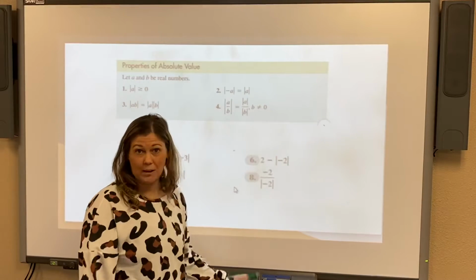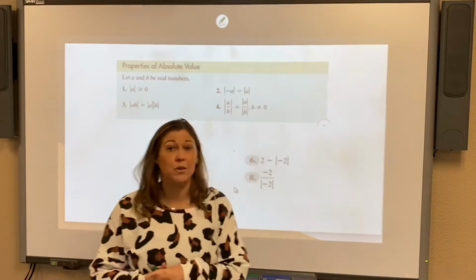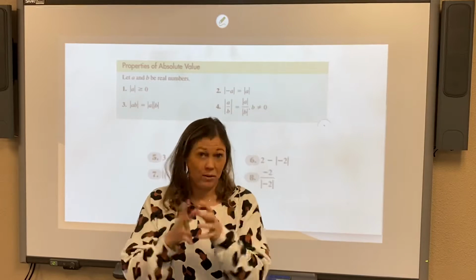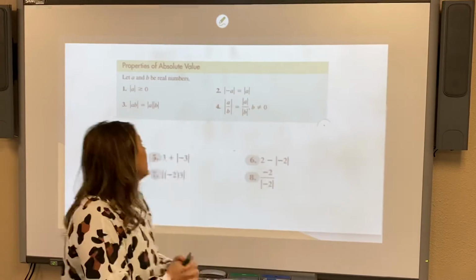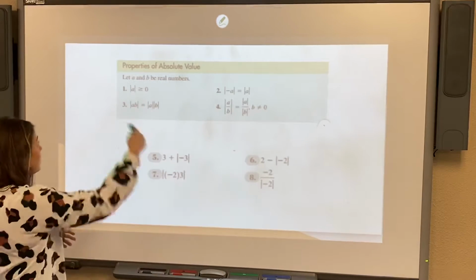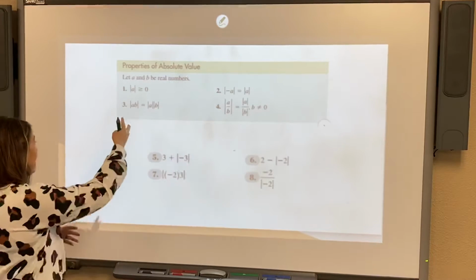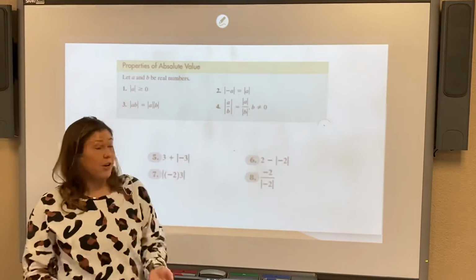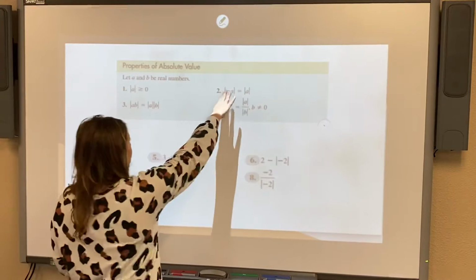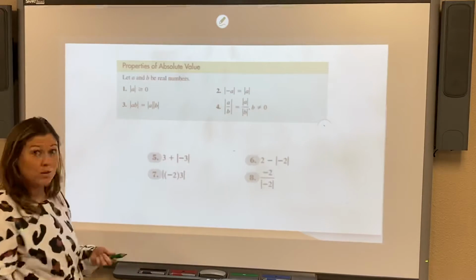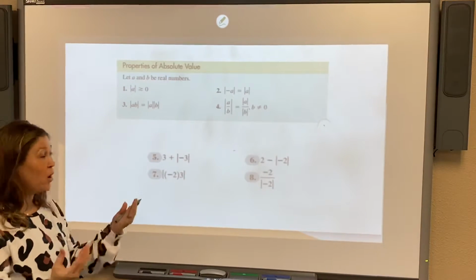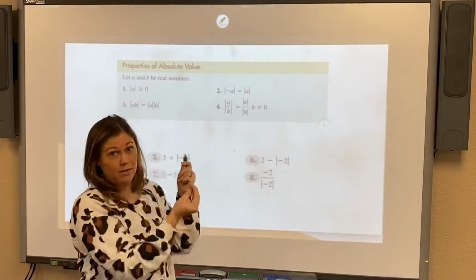So let's talk about absolute value. Your absolute value is just always going to be a positive number, okay? So here, properties of an absolute value: everything is going to be greater than or equal to 0. The absolute value of negative a is always going to be equal to the absolute value of positive a, because both of them result in a positive number.